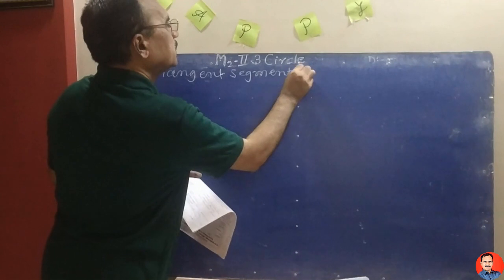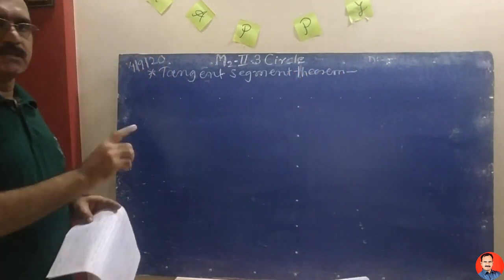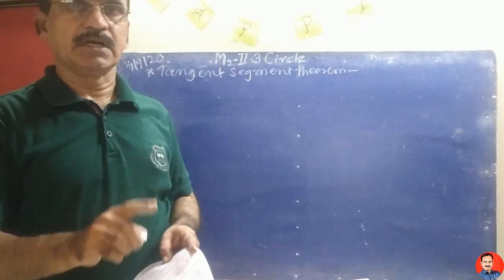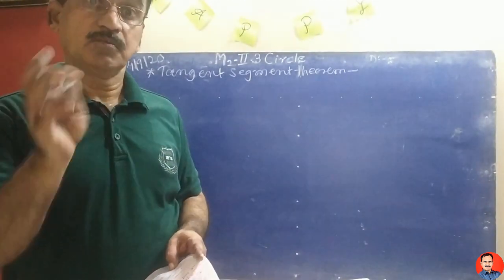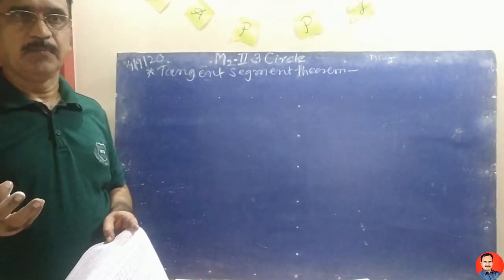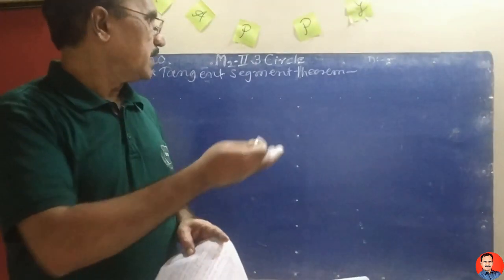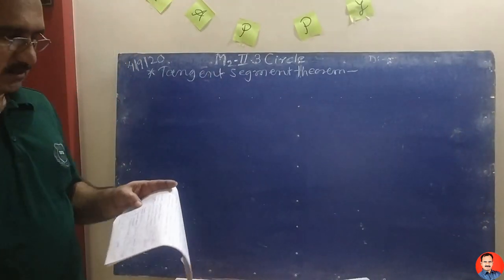Tangent segment theorem. This is one of the most important theorems. You know the importance of the theorem list. This is one of the most important, just like BPT, then ratio of area of similar triangles, and then this one is the tangent segment theorem.